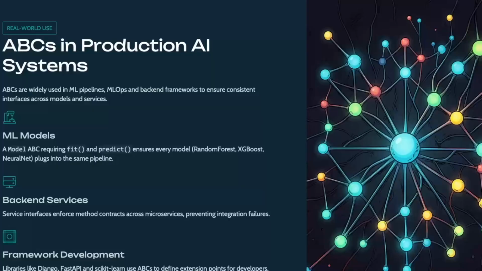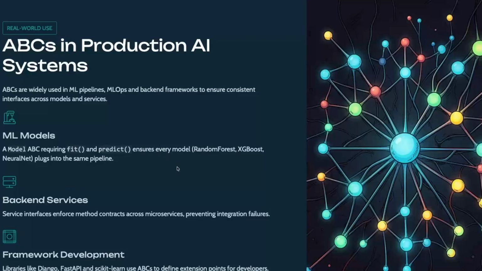Alright, now let's have a look at a real-world AI example. Imagine you're building a machine learning platform. Your platform supports multiple models, say a random forest model, an XGBoost model, or a deep learning neural network model. Even though the algorithms are completely different, every model should support two operations: fit and predict.